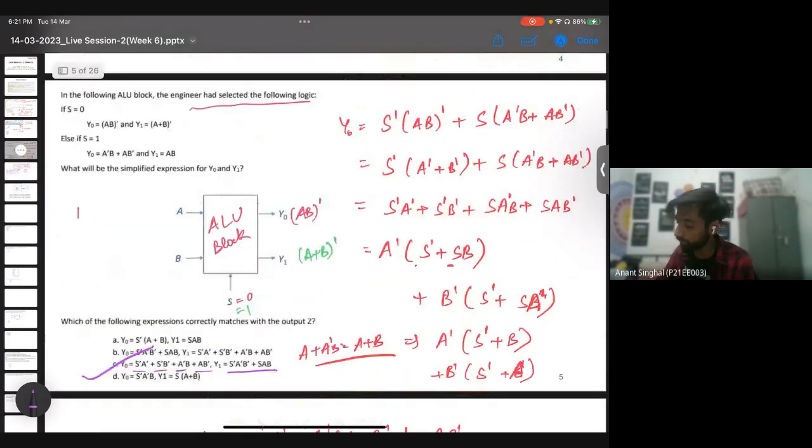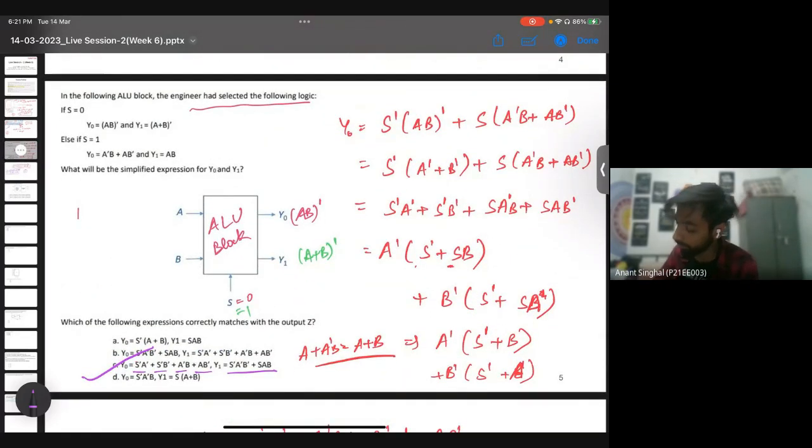I hope you understood it. So I'll repeat the question. This question has an ALU block which says that when s equals 0, y naught will be this, and y1 will be this, and when s equals 1, y naught will be this, and y1 will be this. So we need to calculate y naught and y1. For y naught, there are two possibilities. When s equals 0, we have calculated y naught as s bar into the given expression, and when s equals 1, plus s into the given expression.